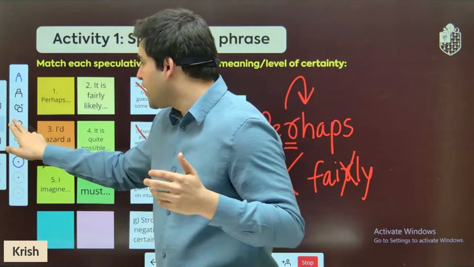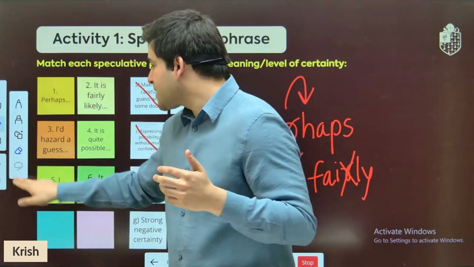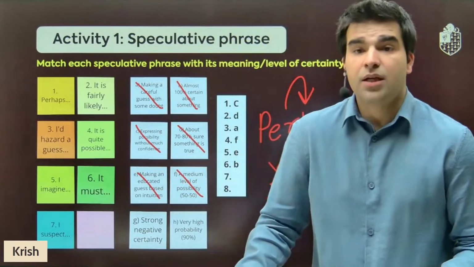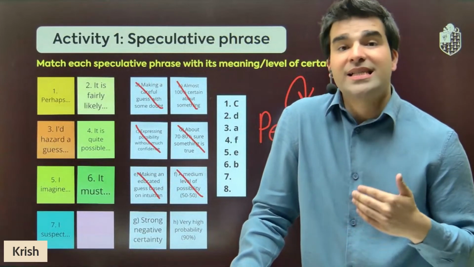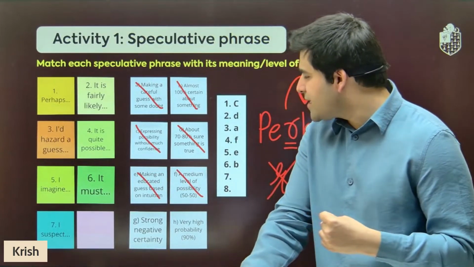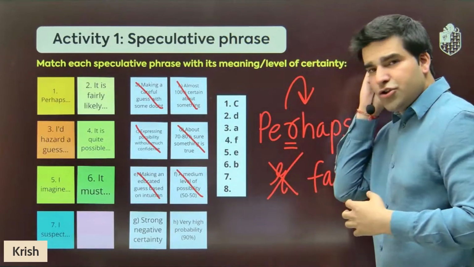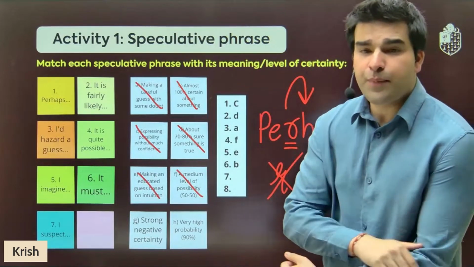All right, so here we go. Phrase number 7. I suspect. Which one do you think it is? Is it G or H? Very high probability.